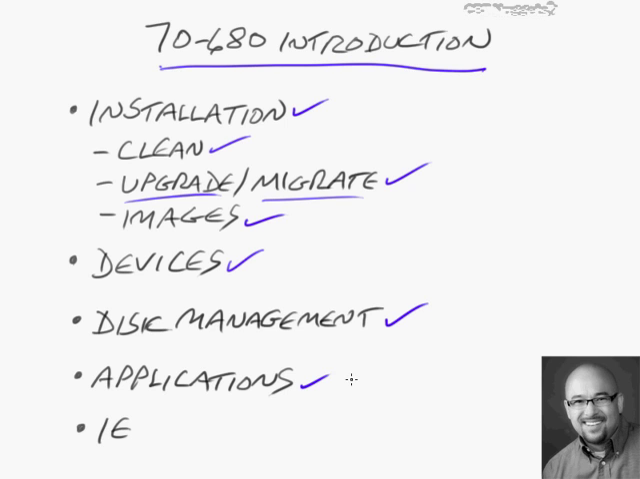This is a big thorn in the side for a lot of organizations because they may have applications that are very difficult to make compatible with Windows 7 or whatever Windows operating system they happen to be running. And then we'll address also Internet Explorer and all of the various configurations that you can use with that to make Windows 7 a better experience for your users.